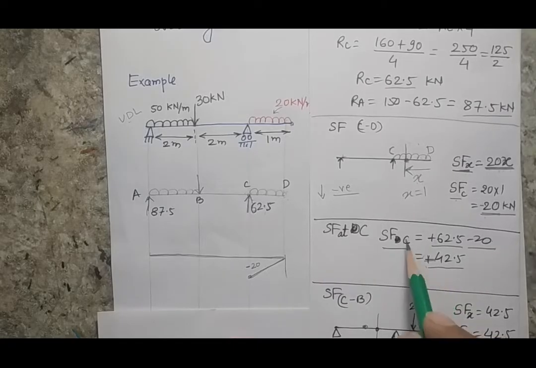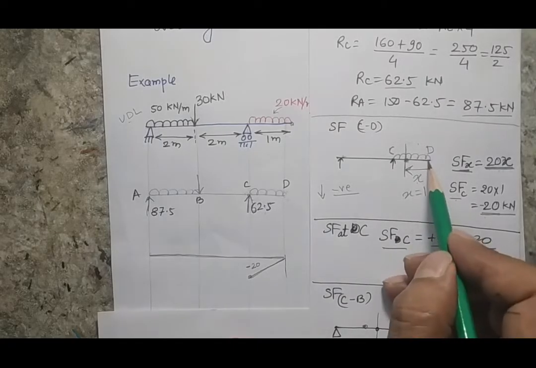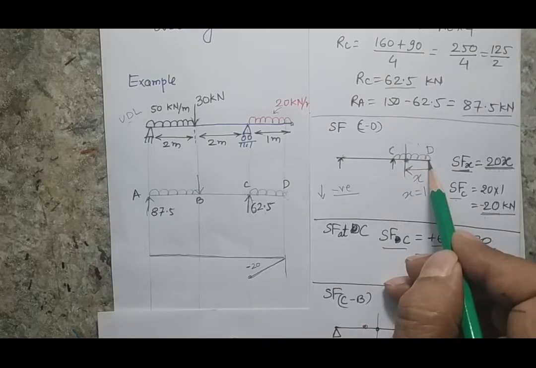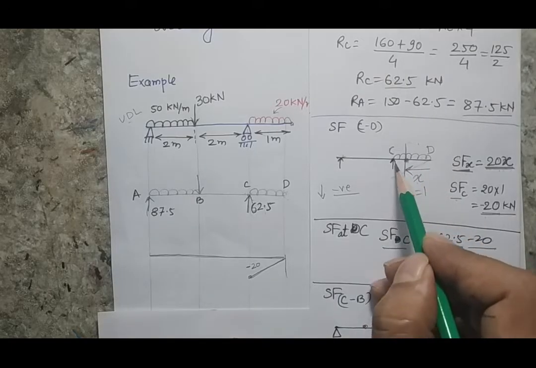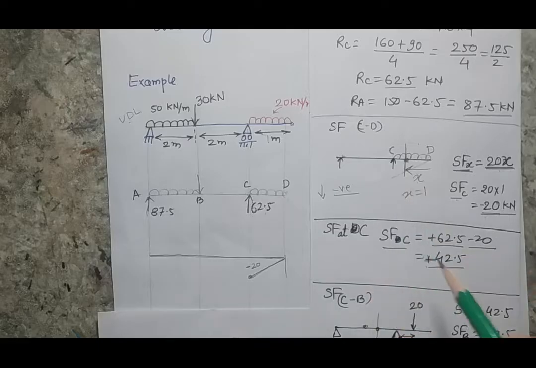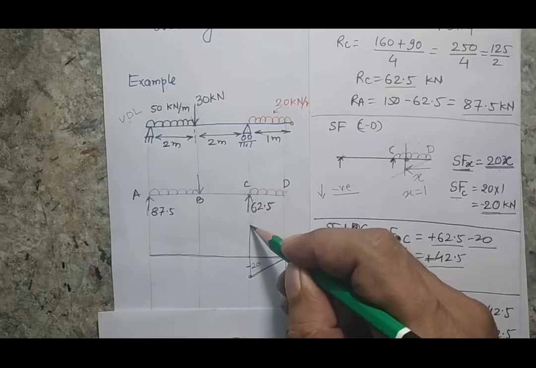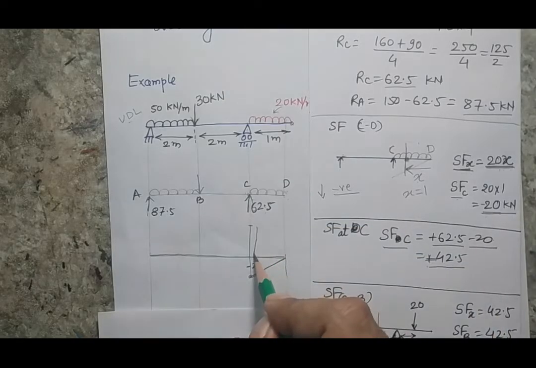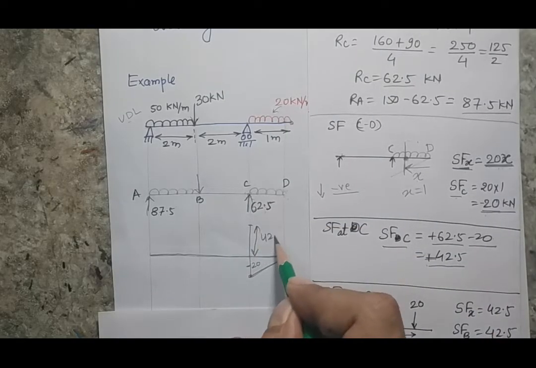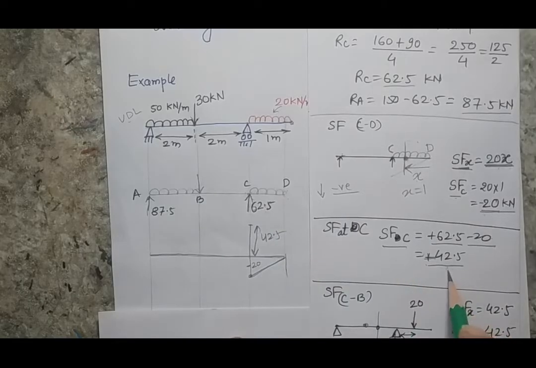That means at point C, when I am moving from this side to this side, I am experiencing a negative shear force, but suddenly this point comes, so I will experience a positive. So my line will go toward the positive side, and this height from here to here is 42.5, because this is your absolute value.